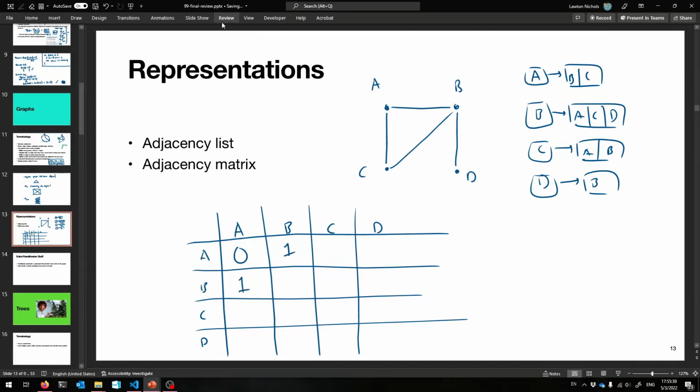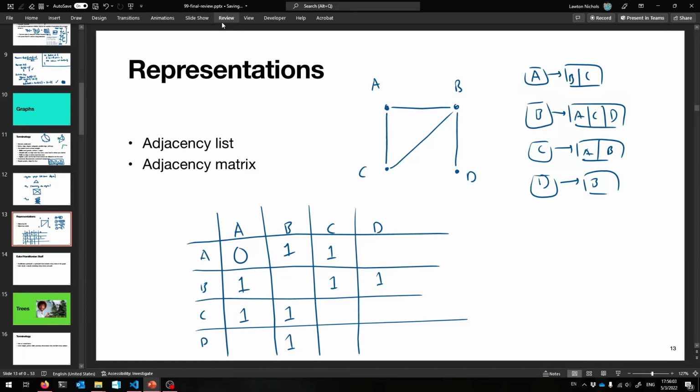And then same for A and C, so there's a way to go from A to C. That's just a 1. And there's a way to go from C to A, same edge. And same for B to C, C to B, and B to D, D to B. And I believe those are the only things.